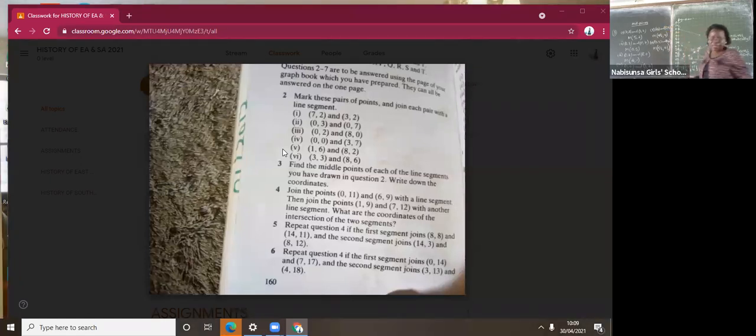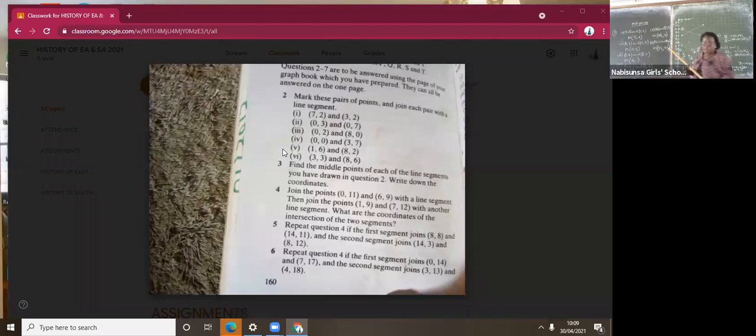The second line segment, what are the points? (1, 9), (7, 12), and (10, 4). So can we also join? Yes. What is the question? What are the coordinates of the intersection of the 2 segments?